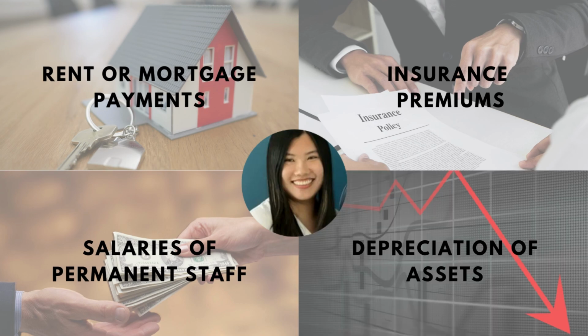And lastly, we have depreciation of assets. Depreciation is the accounting method used to allocate the cost of tangible assets like machinery, equipment, or buildings over their useful life. It represents the gradual wear and tear, obsolescence, or decline in value of these assets, while the actual cash outflow occurred at the time of purchase. Depreciation is recognized as an expense over time.